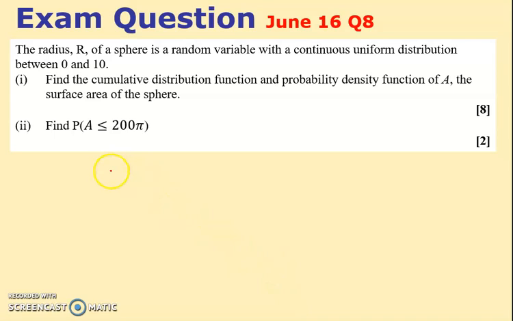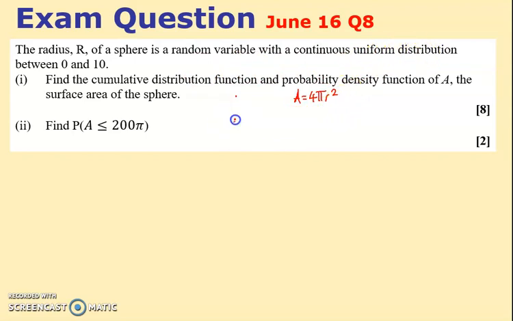Here's another question. This was an exam question. The radius r of a sphere. Now you may or may not know that, what does it want? It's the surface area of a sphere. So the surface area of a sphere has a formula 4 pi r squared. Now the radius of a sphere is a continuous uniform distribution. Actually, this is quite similar to the last one.